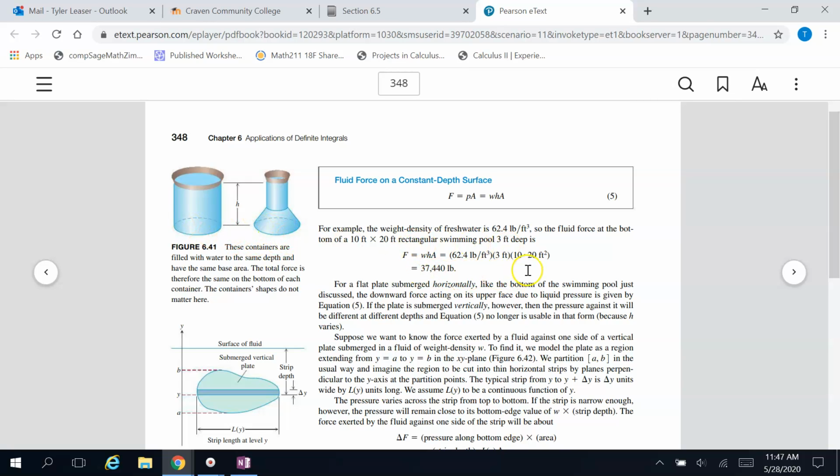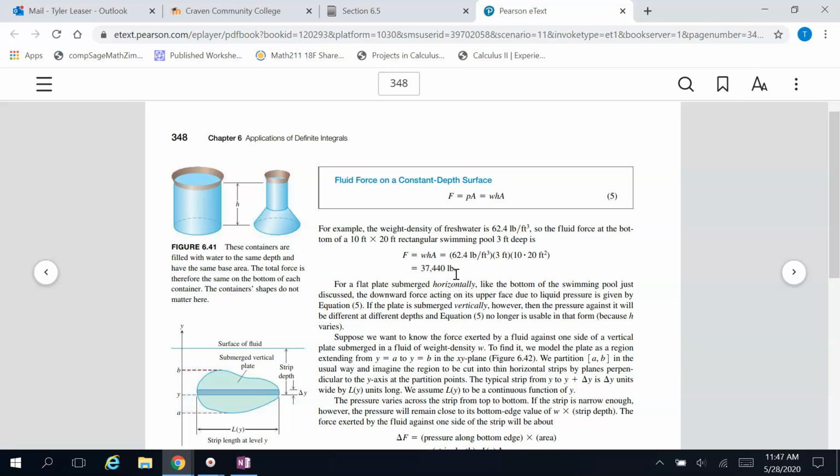They have a little calculation here, which I think is fascinating. Again, just to show you how heavy liquid is. If you have a pool, it's a rectangle, it's 10 feet by 20 feet, so it is a very big, wide pool, and it's 3 feet deep. Only 3 feet deep, you have 37,440 pounds of force being applied to the bottom of that pool.